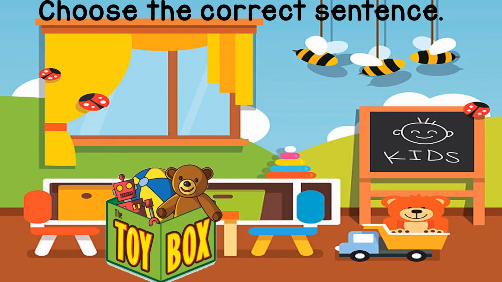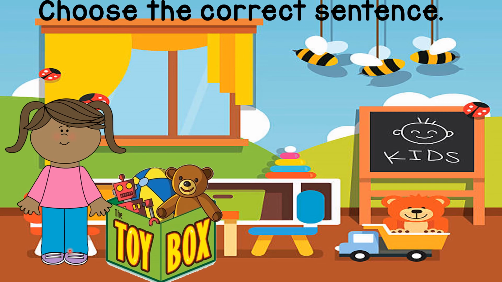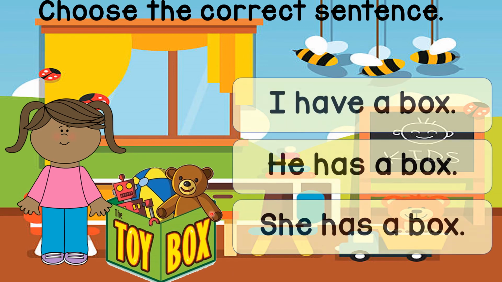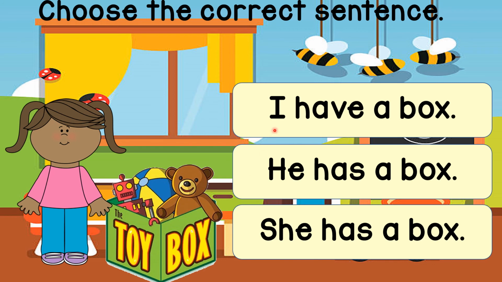Now, choose the correct sentence for this. This is a box. So, whose box is it? Oh, it's her box. So, which one is the best answer? I have a box. He has a box. Or she has a box. Do you know the answer? Yes, she has a box. Wow, amazing.